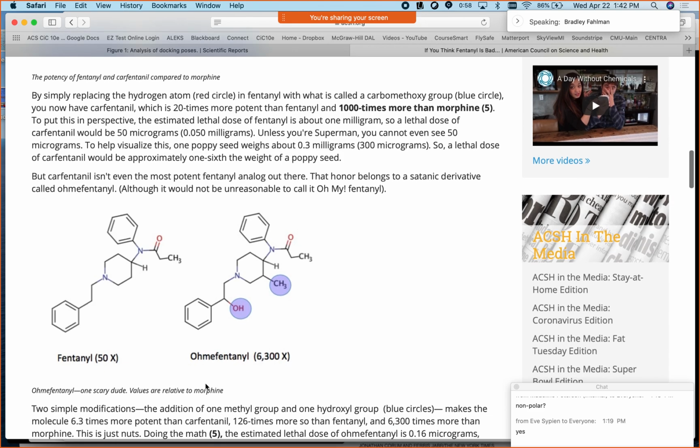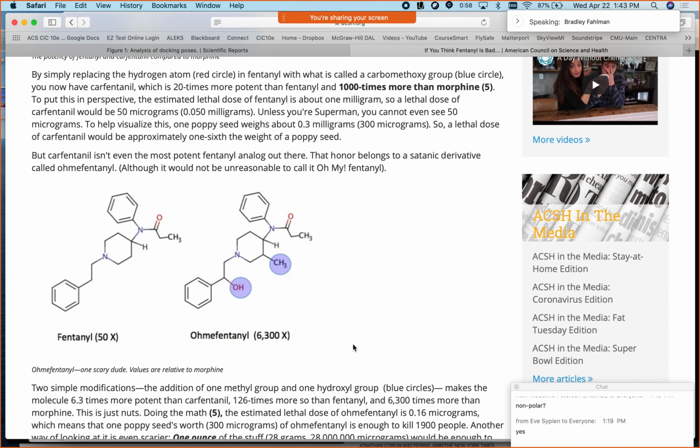And it's called ohmefentanyl. Some people call it "oh my fentanyl" because it's now 6,300 times more lethal than morphine. It has a few different substituents. Just two different groups, one off of here and one off of there. And just that little change in its structure is enough to cause an amazing amount of difference in how it binds to these receptor sites.